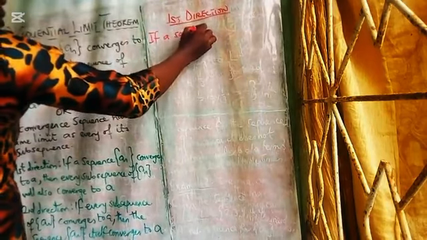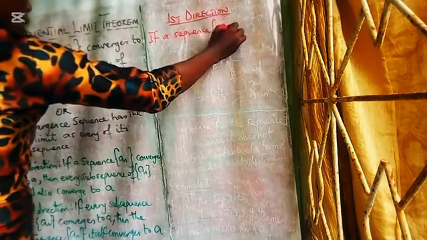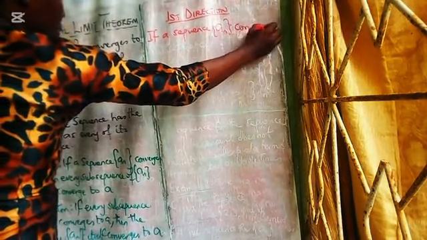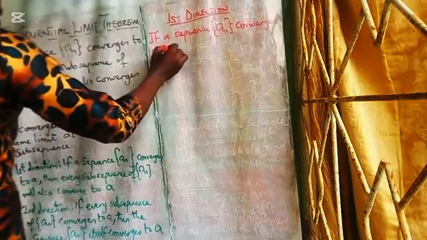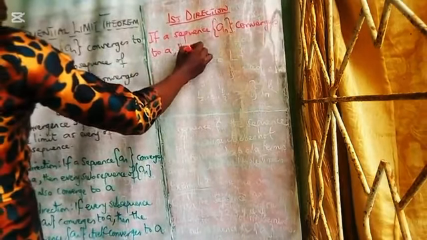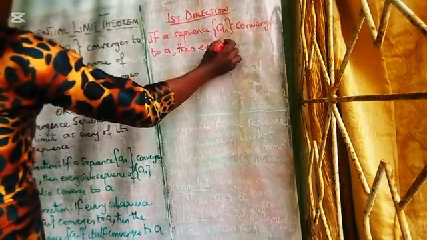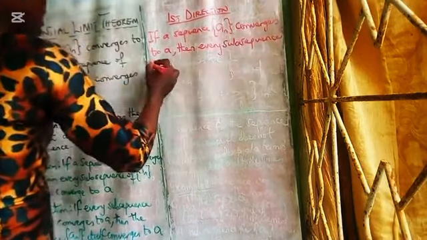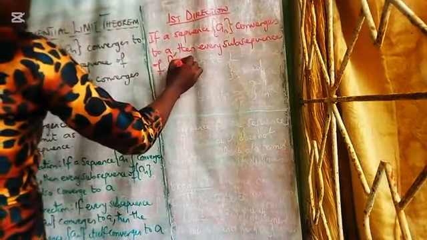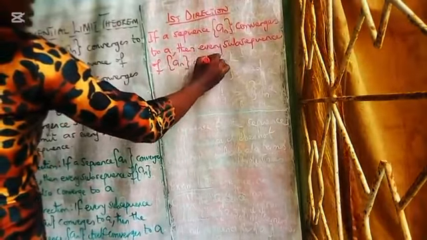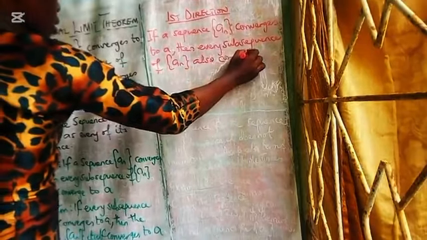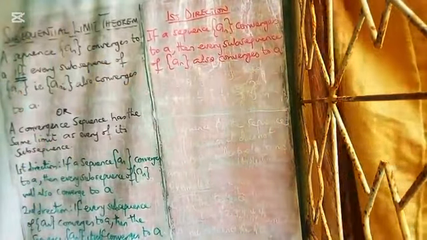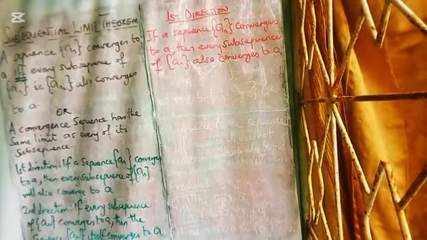If a sequence A sub n converges to A, then every subsequence of A sub n also converges to A.